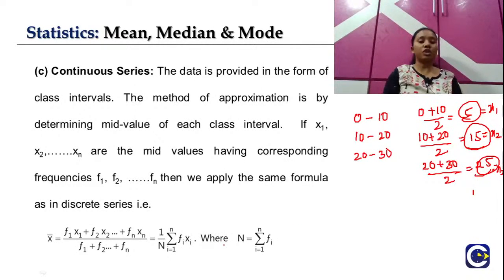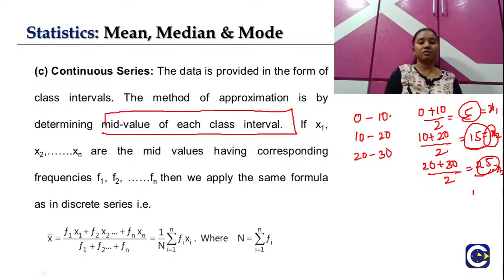Right, so now according to the formula here, what do we require? We require the corresponding mid values. That means the corresponding mid values will be having the corresponding frequencies. So here the corresponding frequencies we can take for these mid values. So the x1, x2, x3 values in this continuous series are nothing but the mid values of each of the class intervals. Right, so those are the x1, x2 and x3 and so on xn values.